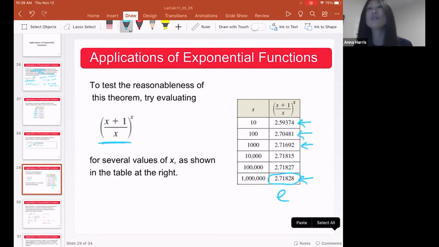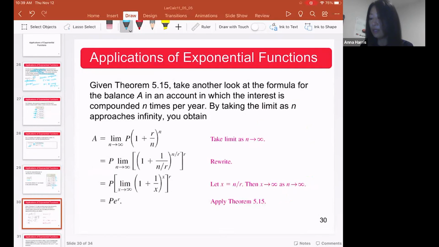So they're proving this numerically. Say, hey, look at this. I'm showing you numerically that when I change my x to be 100, I get 2.70. But when I change my x to be 1 million, which is x getting infinitely bigger, we get 2.71828, which is getting closer to what? The natural number e.